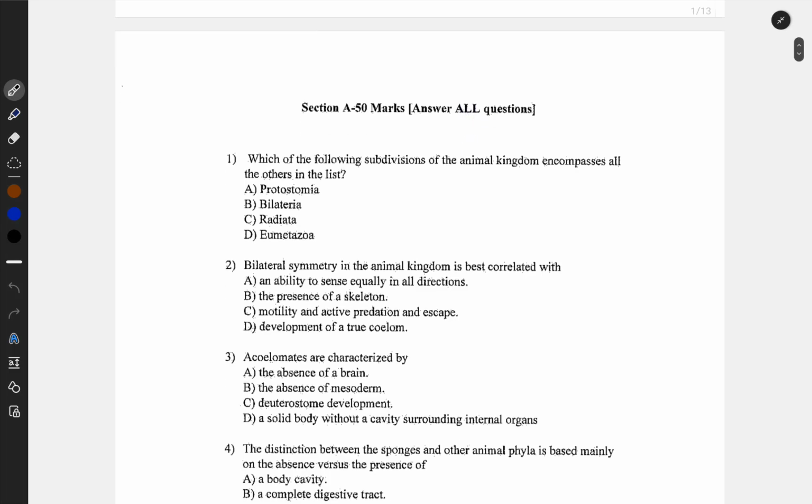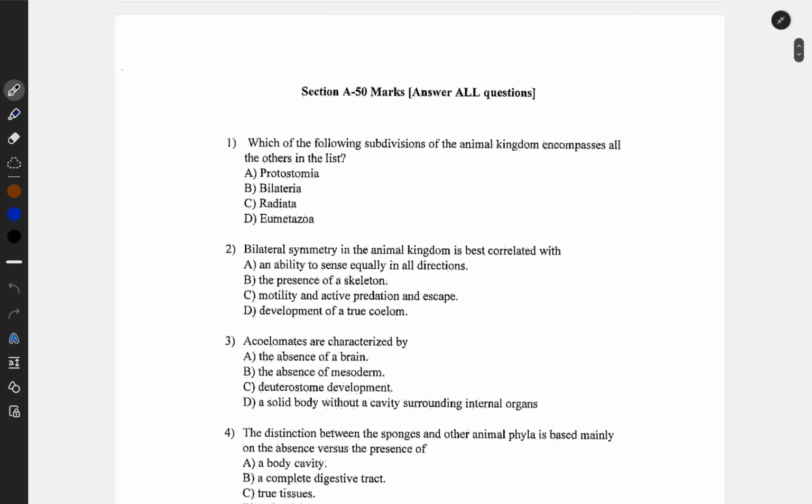Number 1 says, which of the following subdivisions of the animal kingdom encompasses all others in the list? I know that if I go Eumetazoa, these are all the animals except for Parazoa, which is the Porifera. So Eumetazoa is going to be all these other guys, the radial guys, bilateral guys, Protostomia, right? So my answer is going to be D.